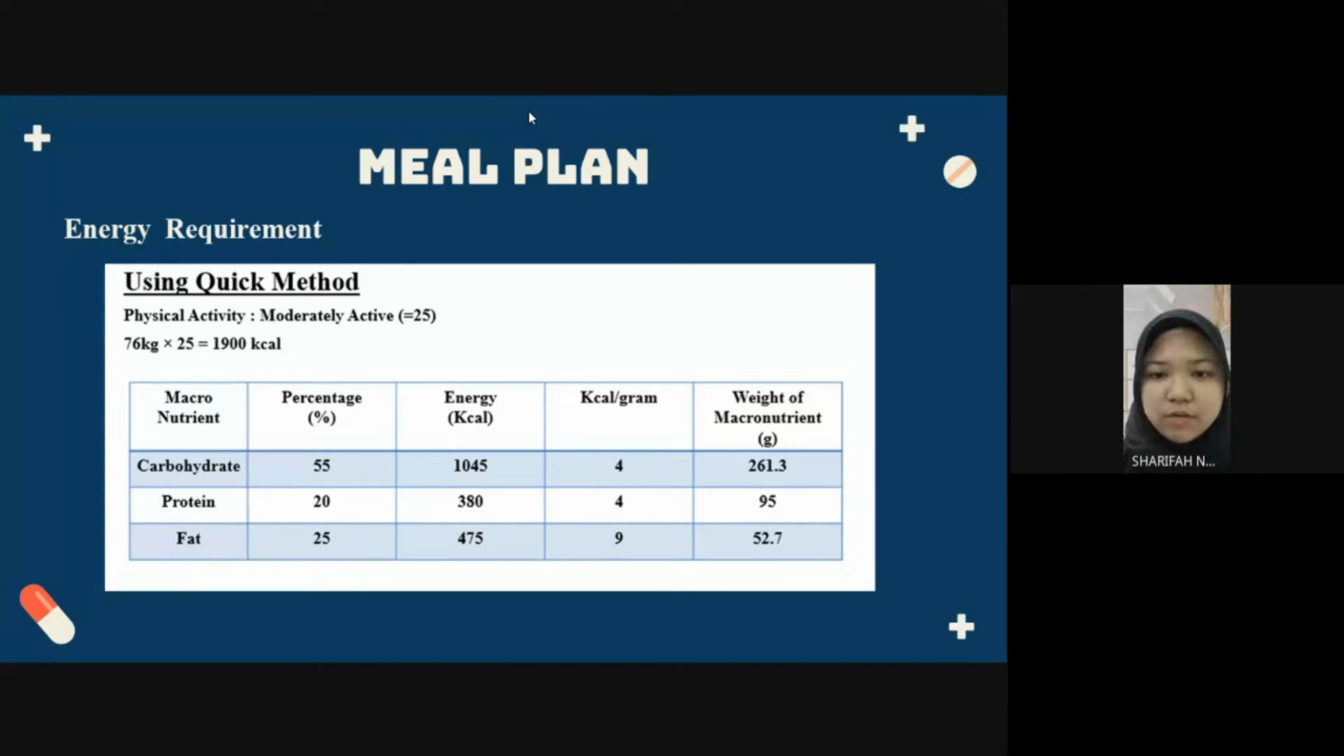So the weight of each macronutrient: for carbohydrate is 261.3 gram, for protein is 95 gram, and for fat is 52.7 gram. Next.